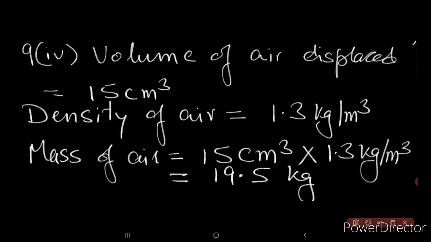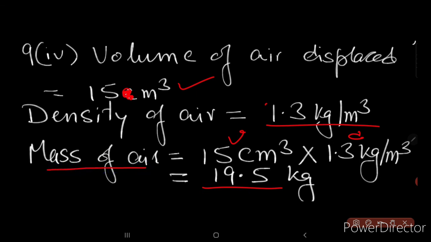Now number 4. Number 4 is asking us the mass of air, right? So the volume of air displaced is 15 centimeter cube. Sorry, 15 meter cube. It's not centimeter. There is a mistake here. This should not be centimeter. So it is 15 meter cube. The density of air is equal to 1.3 kilogram per meter cube, right? So we have volume here, we have density here. So mass of air will be equal to volume multiplied by the density, which is 19.5 kilogram, right? So mass of air is 19.5 kilogram.